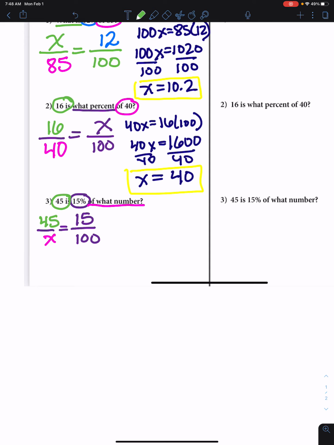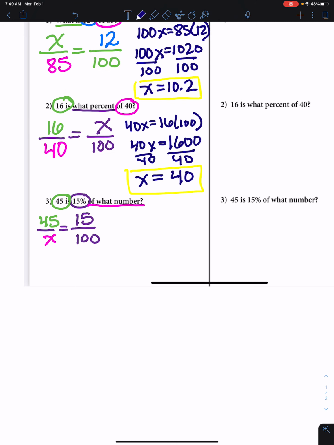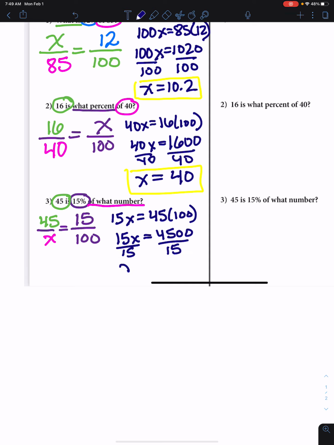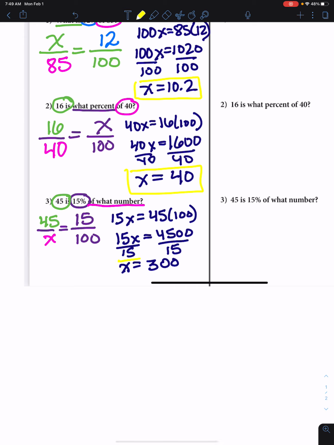And I'm going to use cross products to find the missing number. So I'll be doing 15 times x equals 45 times 100. So 15x equals 4,500. And then since x is being multiplied by 15, I'm going to divide by 15 to get 300. And by the way, the number 2, that problem up here, was asking for a percent.